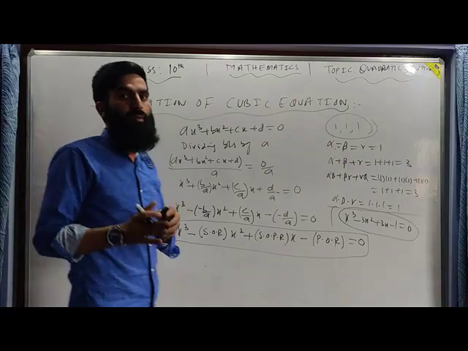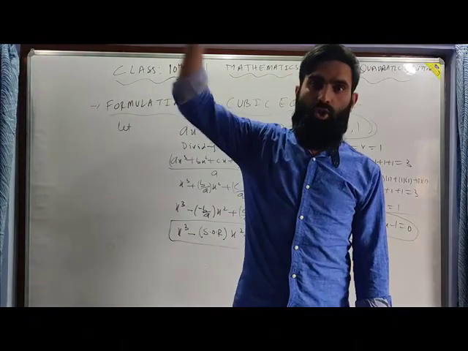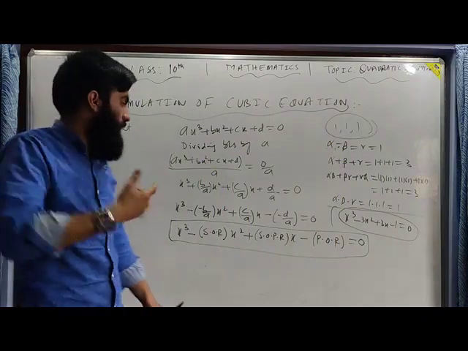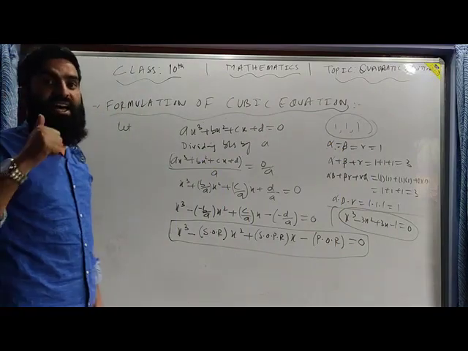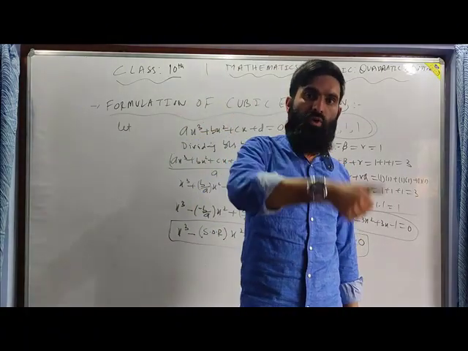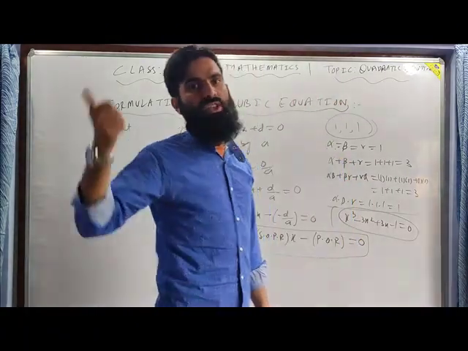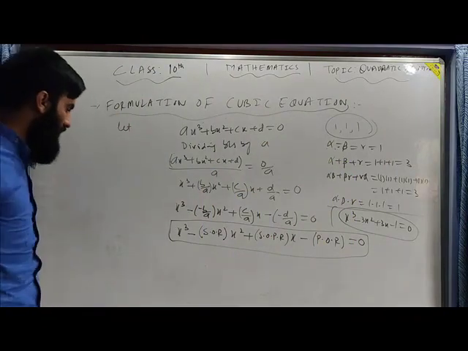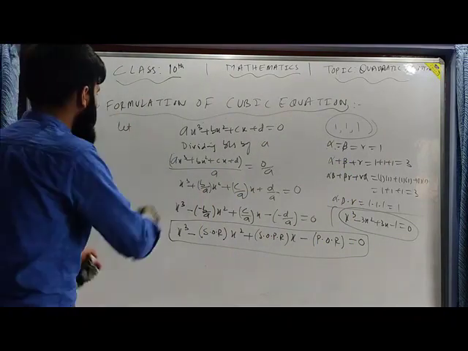We have understood the general formulation of the quadratic equation, that is x square minus sum of roots times x plus product of roots is equal to 0. But here it is x cube minus sum of roots times x square, plus sum of product of roots times x, minus product of roots is equal to 0. This is the general formulation for the cubic equation. Remember this once and for all. This is very important, very beneficial for you.